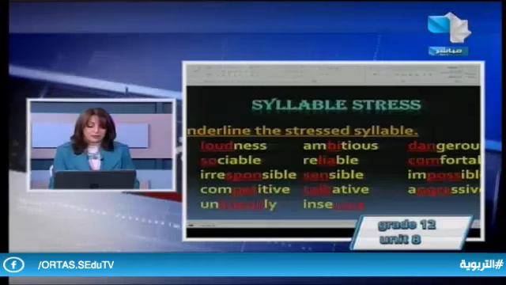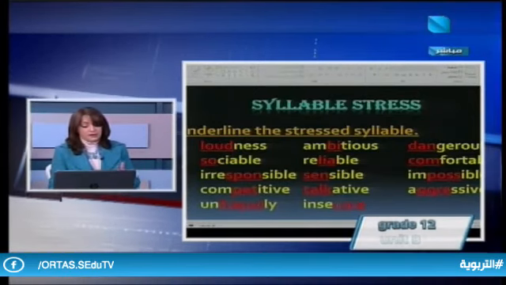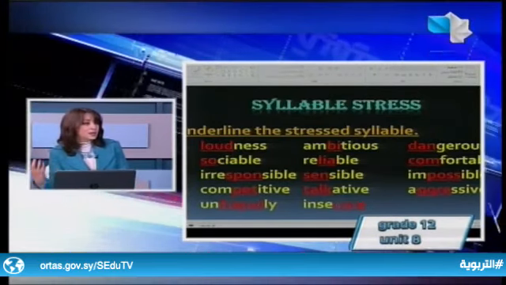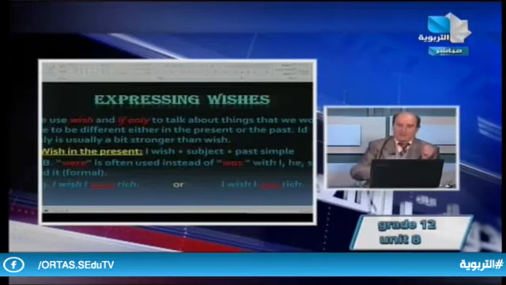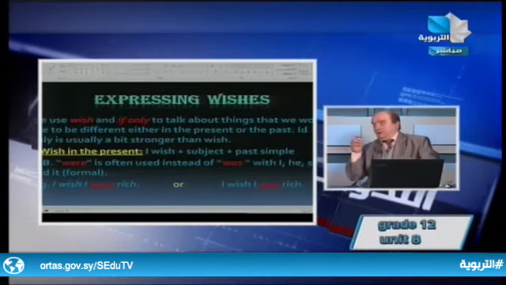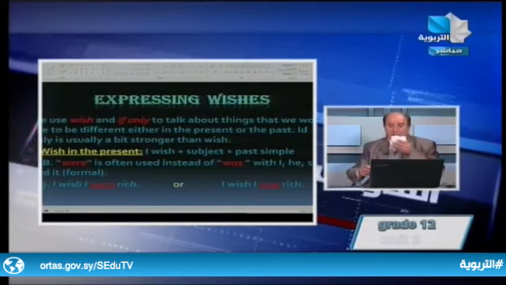Insecure. "In" is a prefix, and "secure" is the origin, the root. Insecure. Very nice indeed. This is about, you know, the pronunciation part.